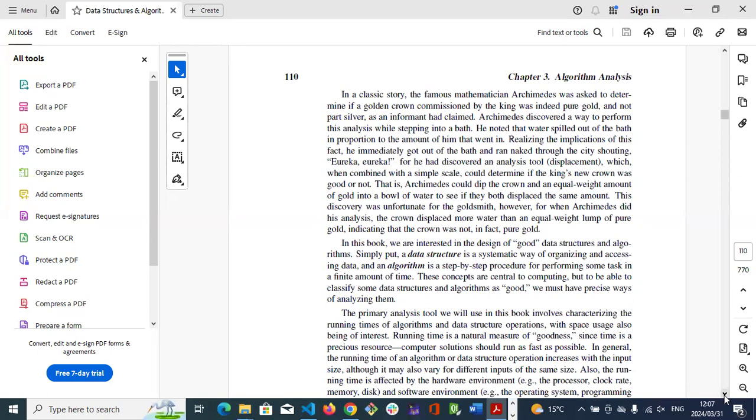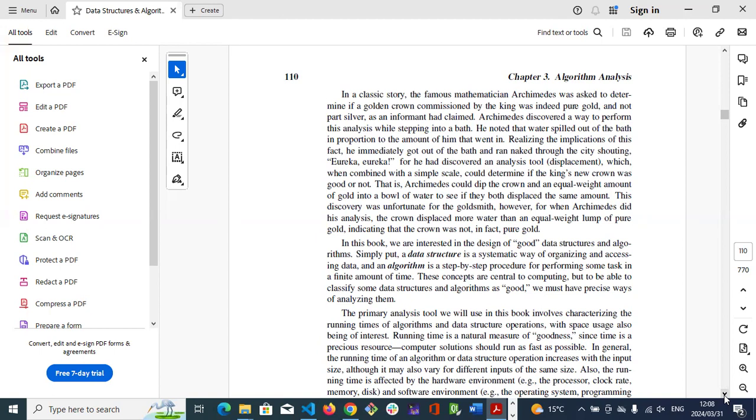The primary analysis tool we use in this book involves characterizing the running times of algorithms and data structure operations, with space usage also being of interest. Running time is a natural measure of goodness, since time is a precious resource. Computer solutions should run as fast as possible, and generally, the running time of an algorithm or data structure operation increases with input size, although it may also vary for different inputs of the same size.